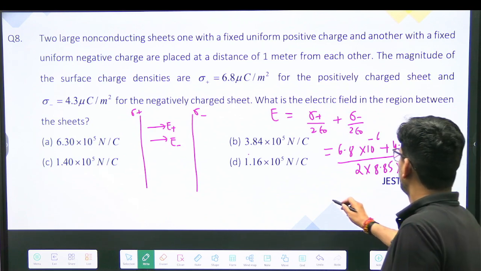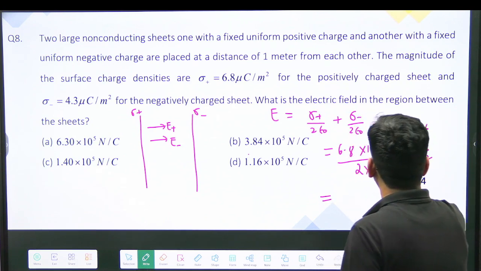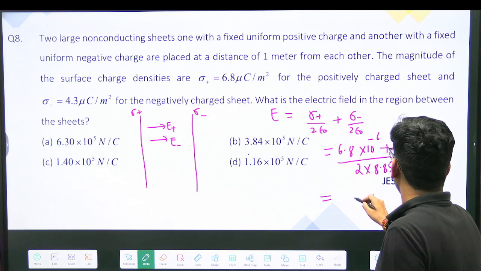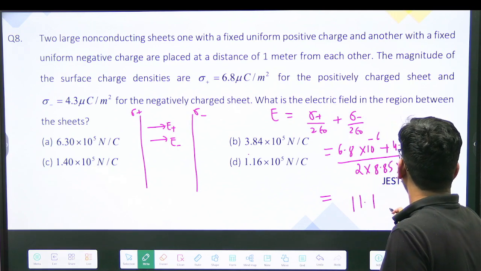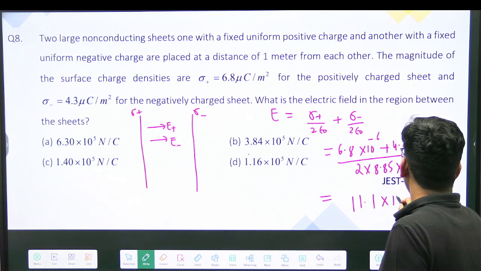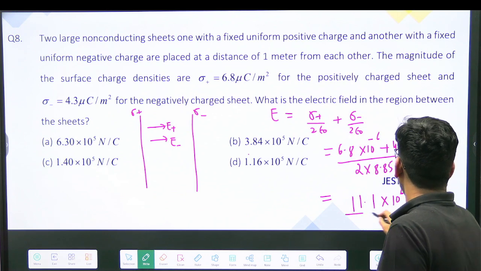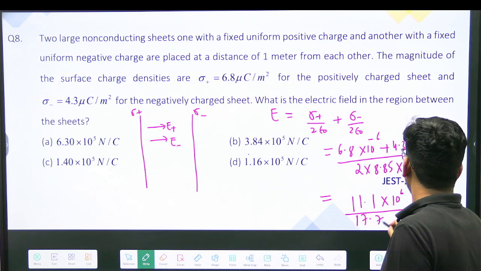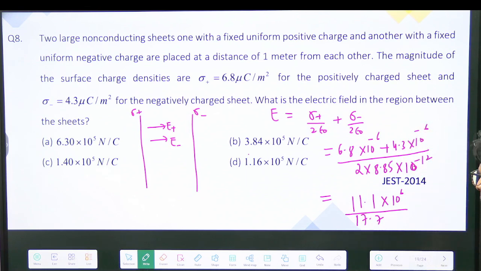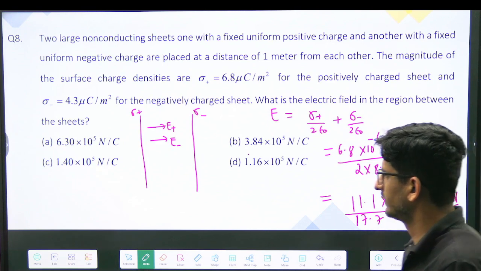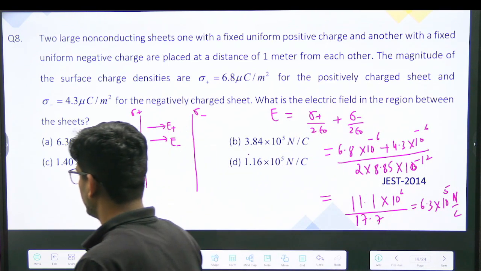So this comes out to be 11.1 into 10 to the power 6 upon, so 6.3 into 10 to the power 5 Newton per Coulomb. So such simple questions are also asked.